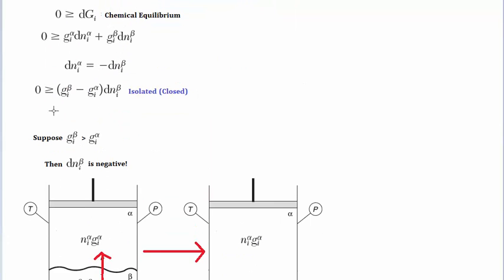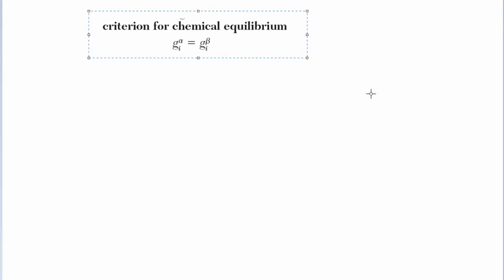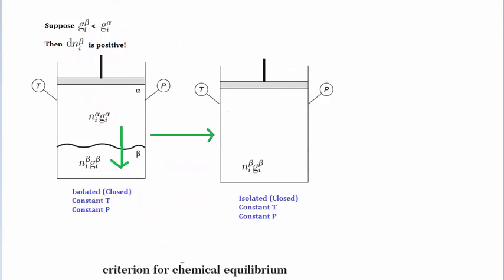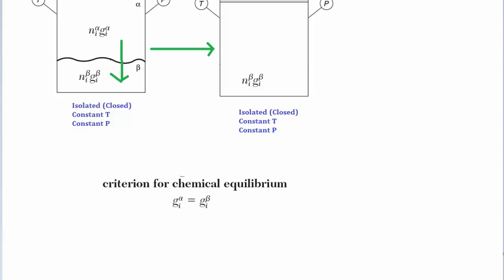So what that forces us to conclude is that this shouldn't be a less than sign. This should be an equal sign. That reflects the reality of what we're dealing with here. In other words, we're saying that the Gibbs energy in this alpha phase must be equal to the Gibbs energy in the beta phase. Why?